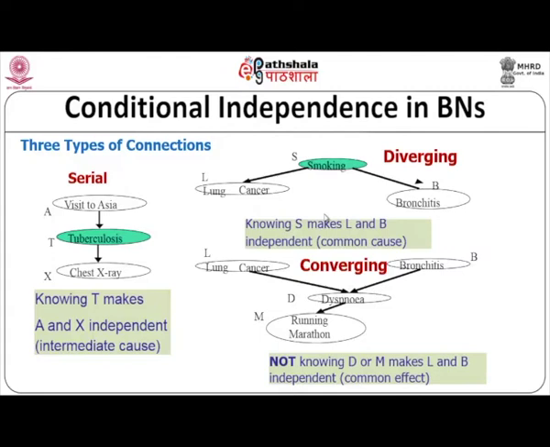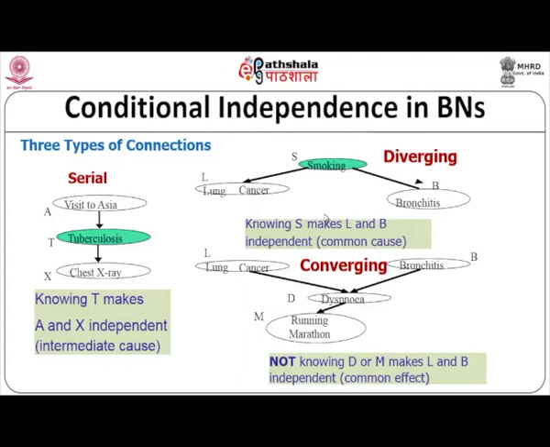Next we have diverging. You have smoking as the parent and lung cancer and bronchitis as children. Knowing smoking makes lung cancer and bronchitis independent. This is called a diverging connection. Then you have the converging connection, where lung cancer and bronchitis lead to a common effect, and knowing that effect makes L and B, that is lung cancer and bronchitis, independent. This is called the common effect.